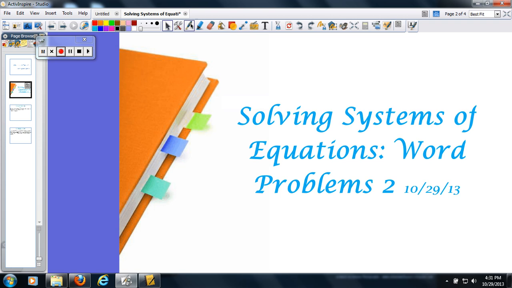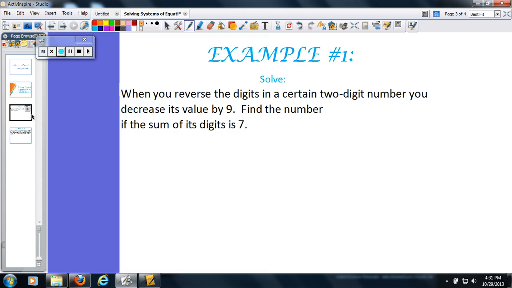Yesterday we went ahead and worked on solving systems of equations, word problems. Now I'm just going to call this one solving systems of equation word problems 2. We're going to be taking what we learned last night and how to find the equations for the word problems, and we're going to find those equations, and then take it one step farther and actually solve those equations.